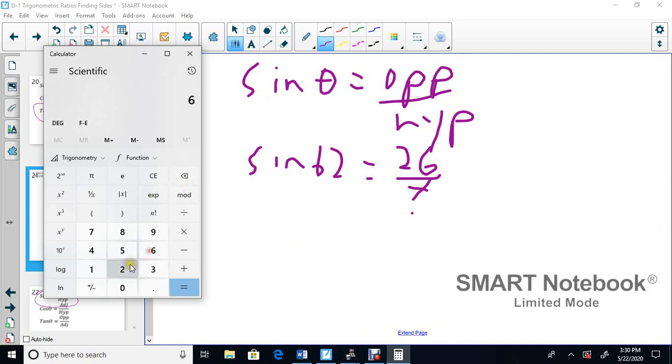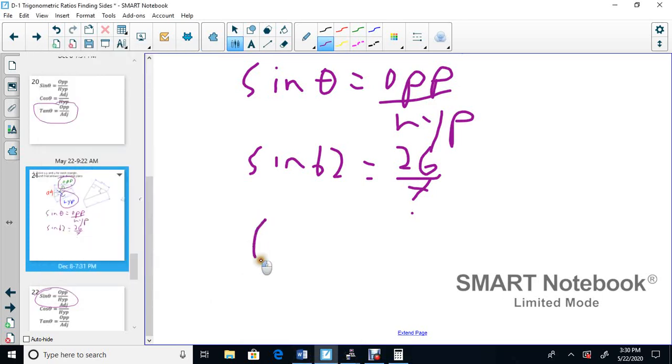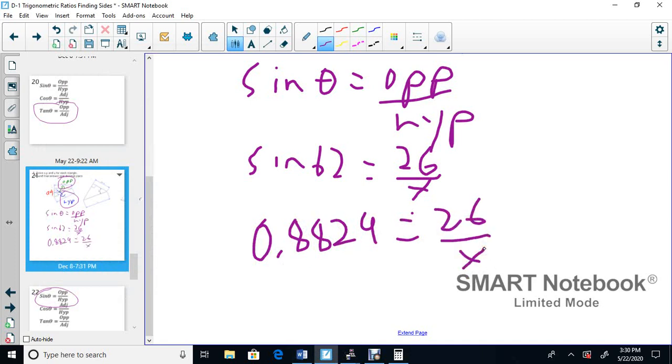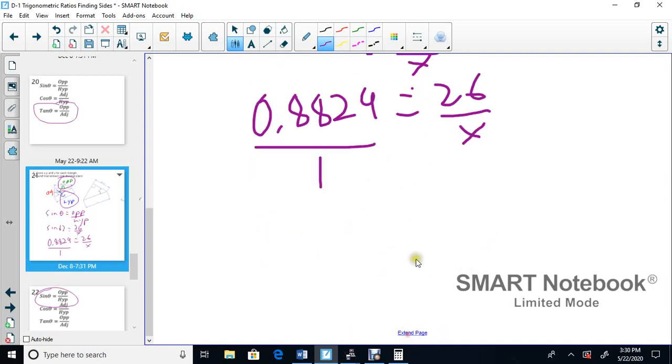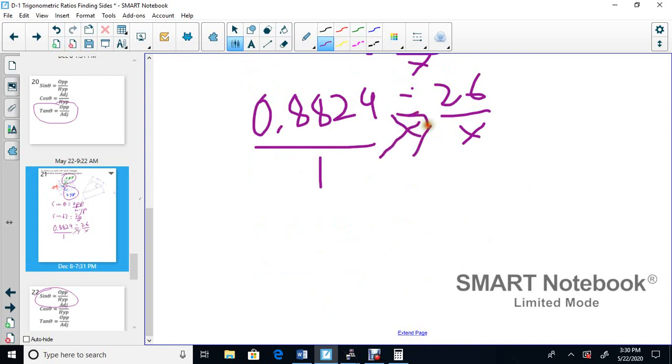So I'm going to go 62 sine, and it's 0.8829. So 0.8829 equals 26 over x. I'm going to put this one over 1 now and cross multiply. We're going to cross multiply this way, and then crisscross. It wasn't the nicest there, but we're just going to multiply that and multiply that.